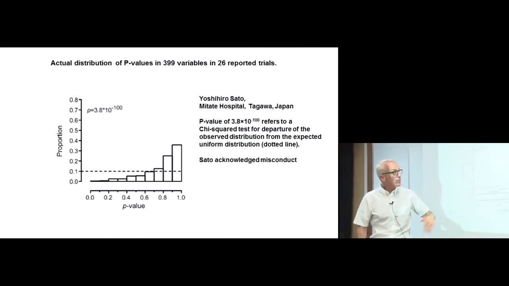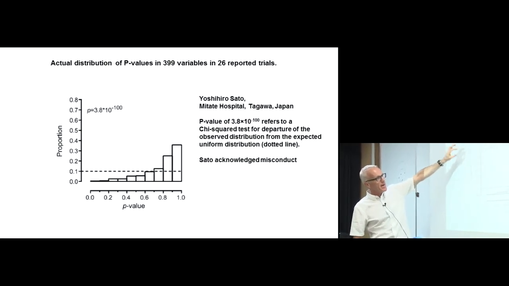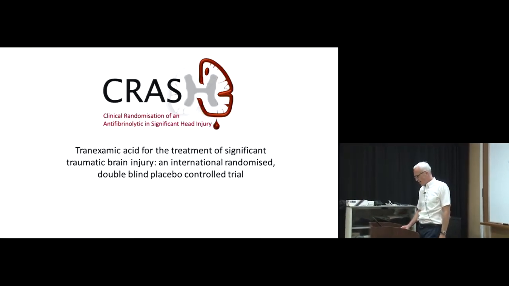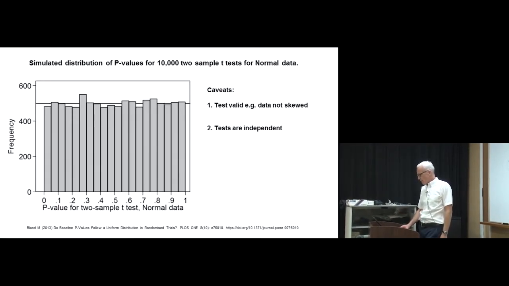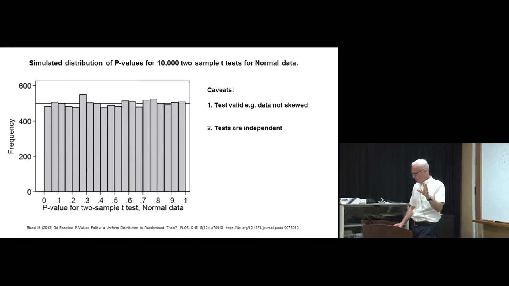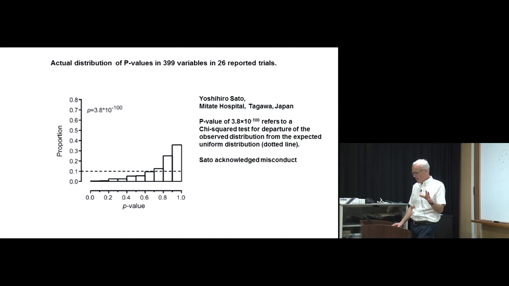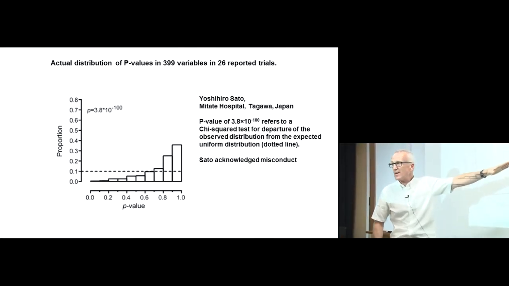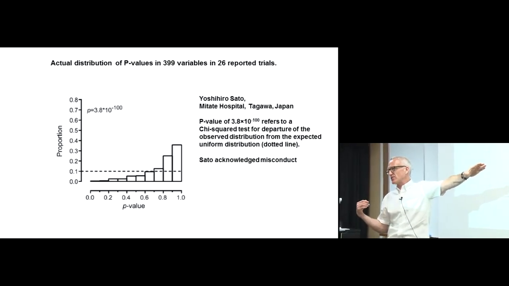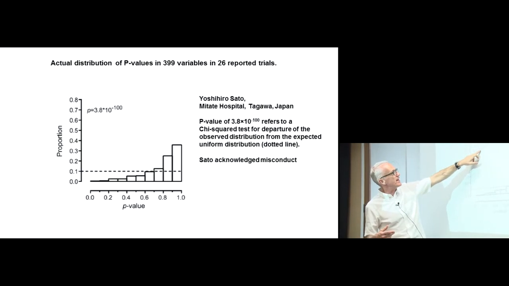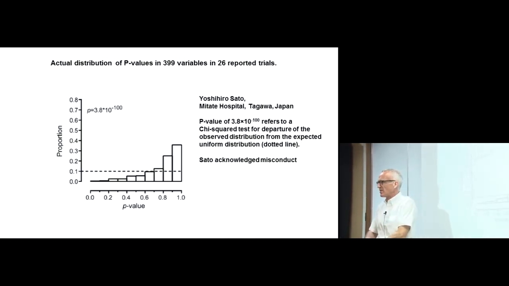In fact, what this researcher did is they compared the, I don't know how they did it, sorry, but they said, well, look, we should expect a uniform distribution, but we've seen this distribution. How likely is it to get a distribution like this if the real distribution is uniform? And it was really small, 3.8 times 10 to minus 100.